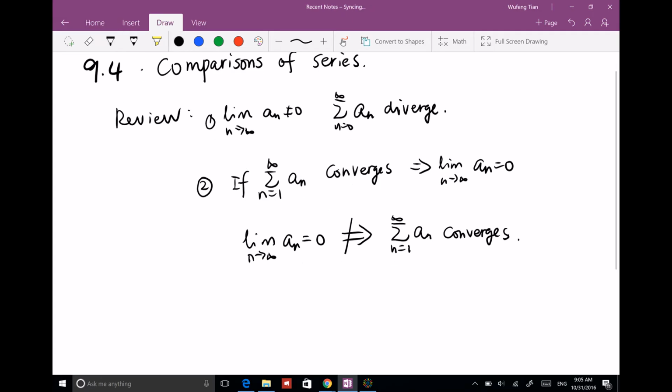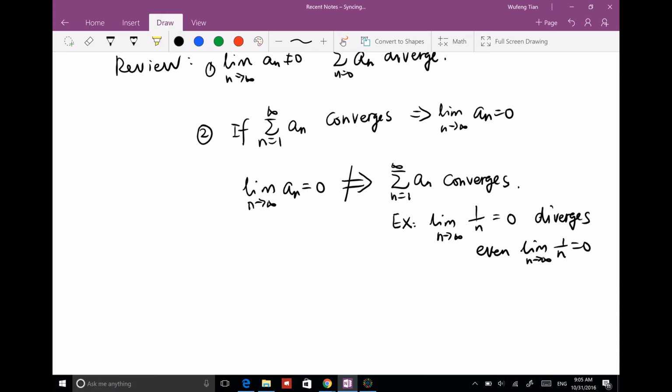Alright, so the example is the series of 1 over n. You can use the integral test, this is going to be ln n, and then it goes to infinity. So this one diverges, even though the limit as n goes to infinity of 1 over n goes to 0. Okay, so this is what we learned in the first one.